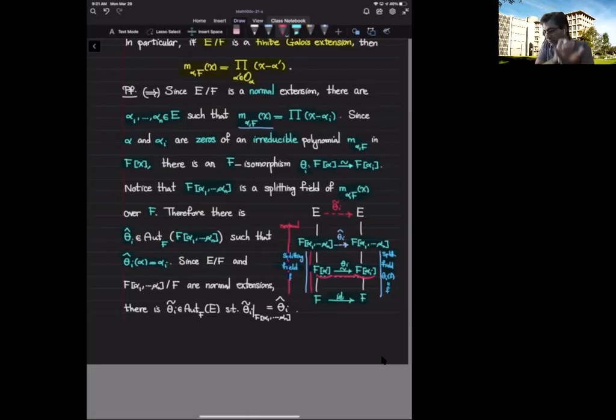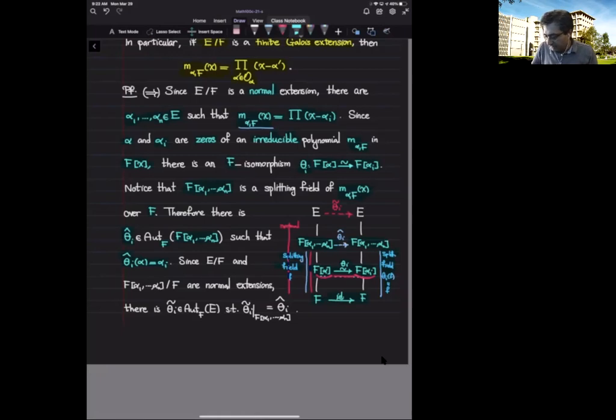And because E over F is normal, F(alpha 1, ..., alpha n) over F is also normal. It's a splitting field, and therefore it's a normal extension. Therefore, we can extend an automorphism of this intermediate field to an automorphism of the larger field. The normal extension comes in handy and helps us to extend our automorphism to this larger field.